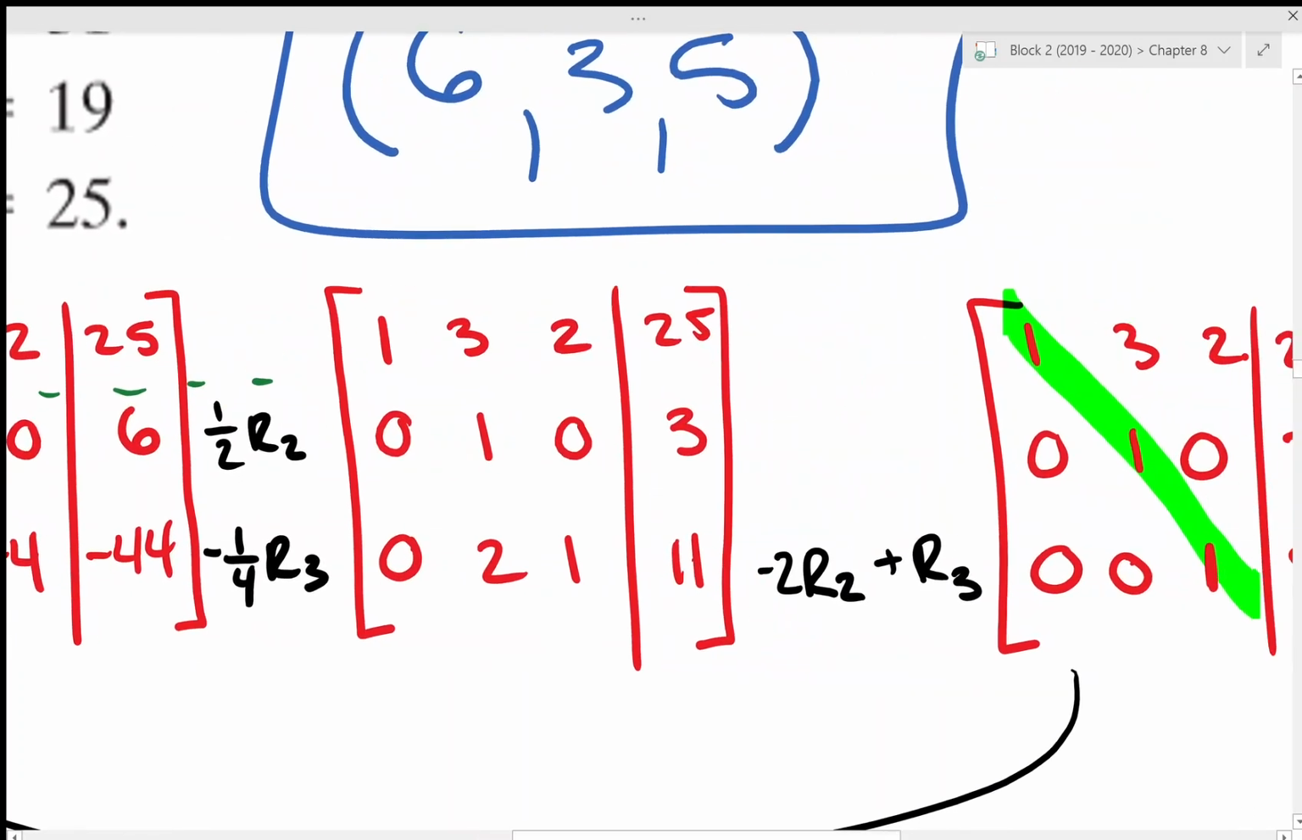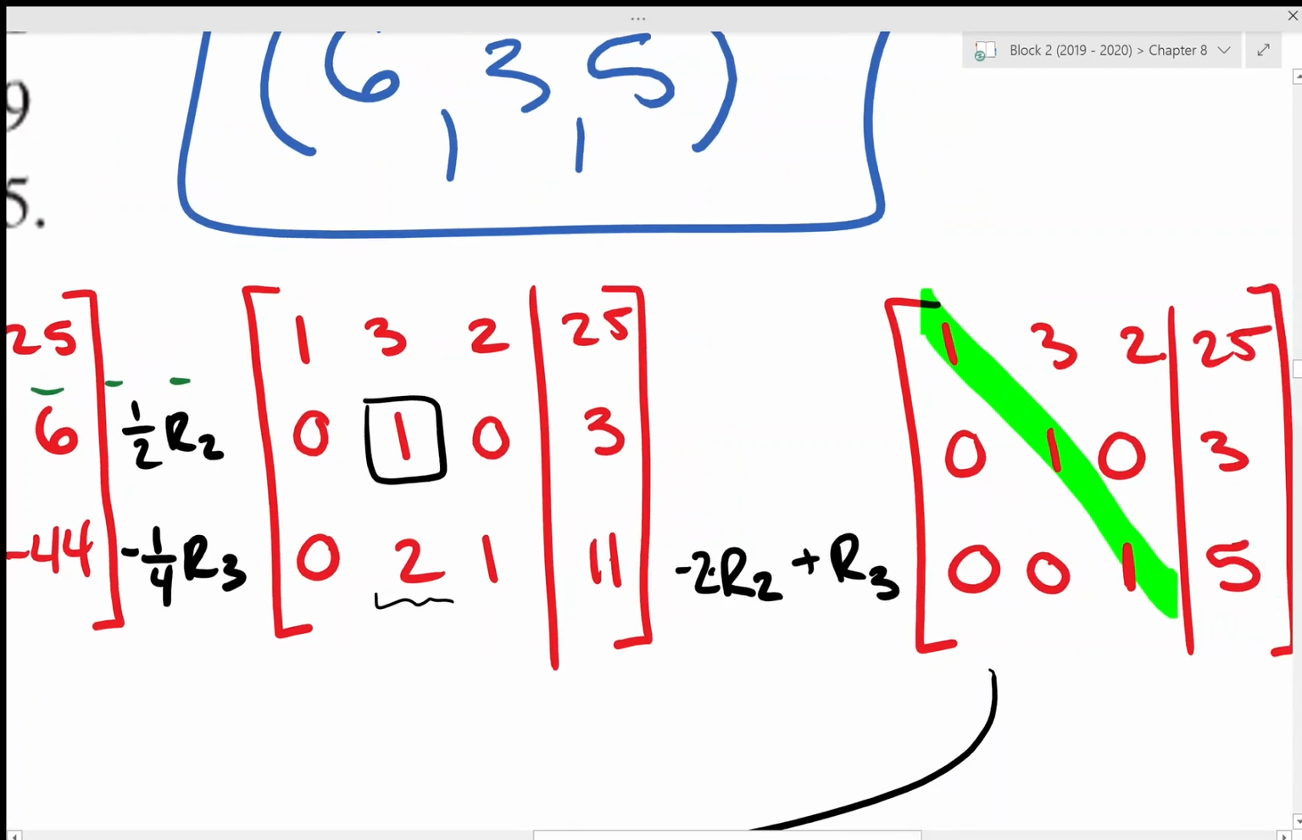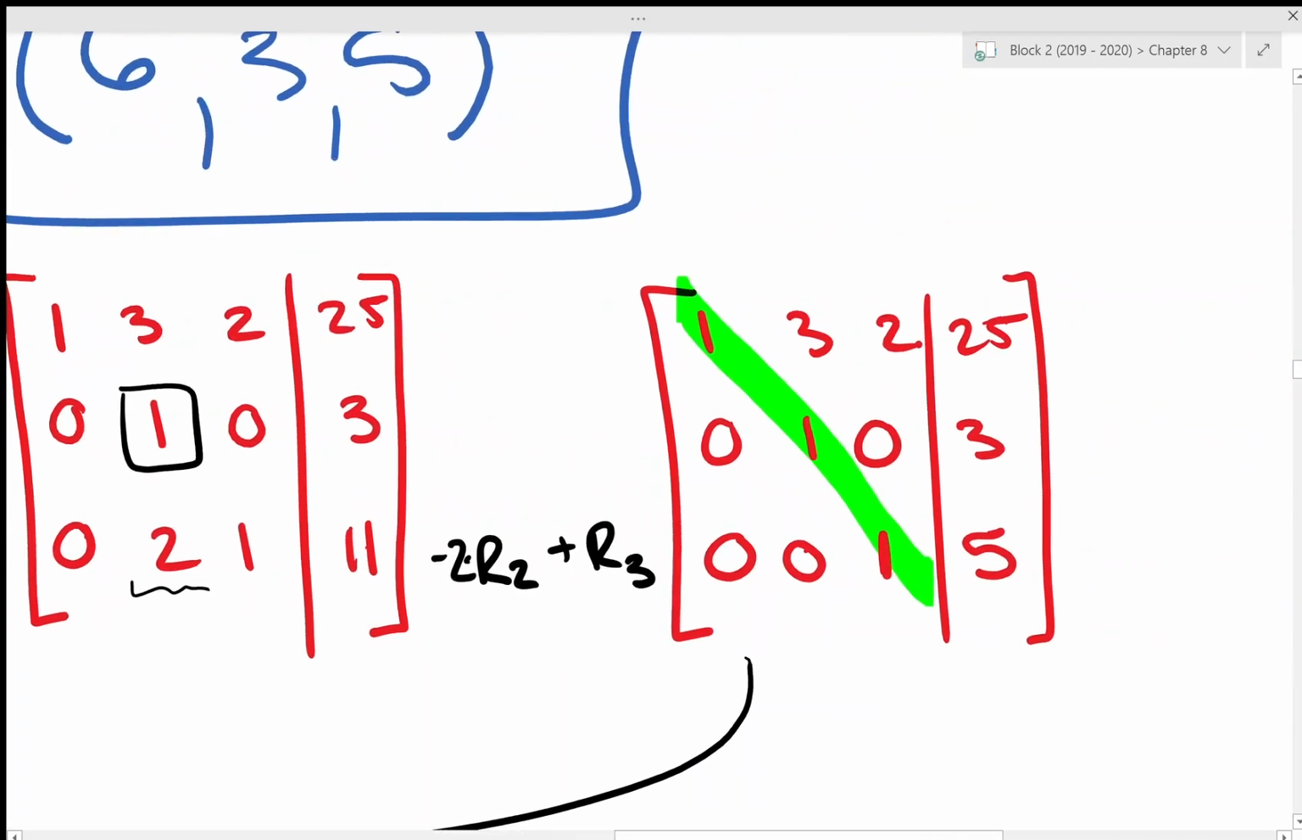Now that I got the 1 up here, I'm going to use row 2 to make this 2 become a 0. So I'm going to multiply -2 to row 2, and add it to row 3. By doing that, I'm going to get 0, 0, 1, 5. That's perfect. We already have the 1 here when we do our addition method. Does that happen all the time? No. But if it does, great for you, less work for you to do.